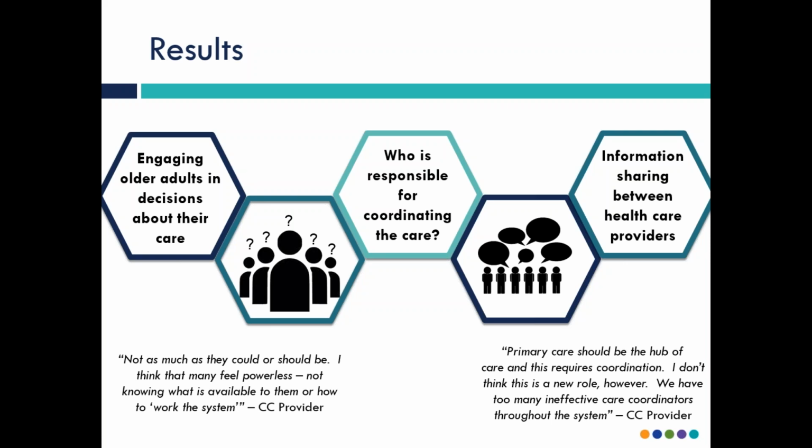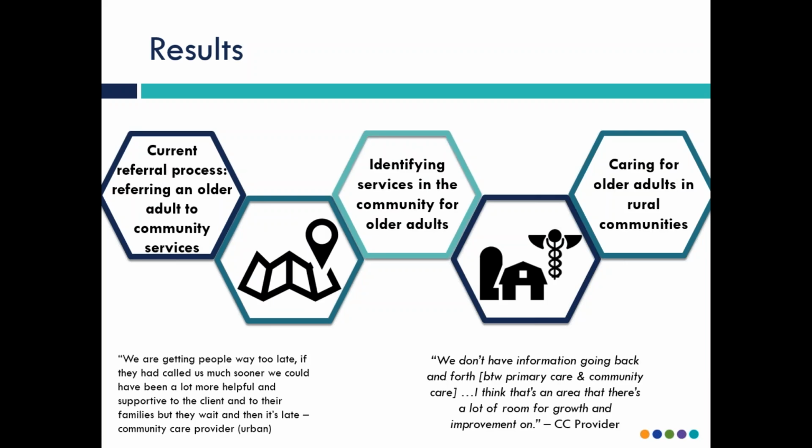Here are some more themes that emerged. Understanding the current referral process, identification of services in the community, and caring for older adults in rural communities. One provider said that they are getting people "way too late," indicating that a process for identifying at-risk older adults sooner would be helpful. And another provider talked about the lack of information going back and forth between primary care and community care, and that there was a lot of room for improvement in this area.